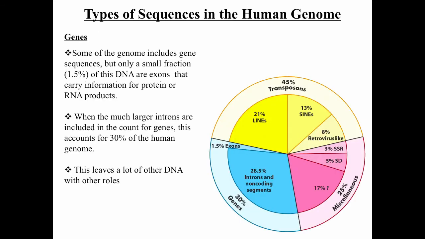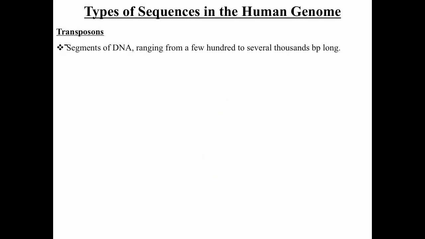One of the types of DNA are these DNA elements called transposons. They're segments of DNA that range from just a few hundred to several 100,000 base pairs long.